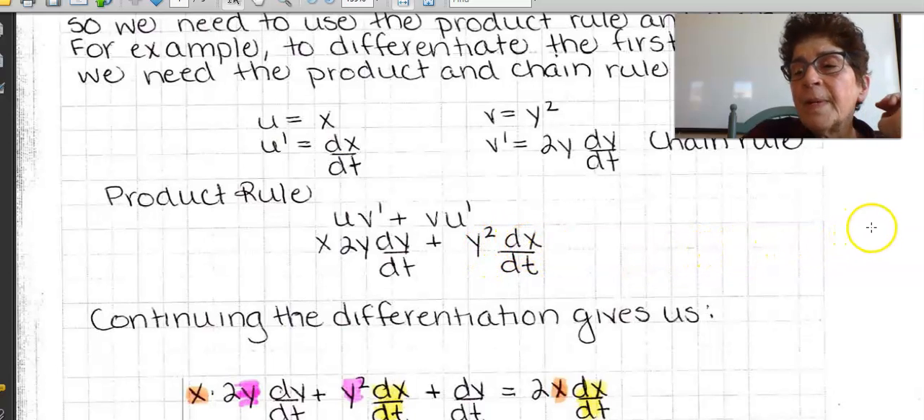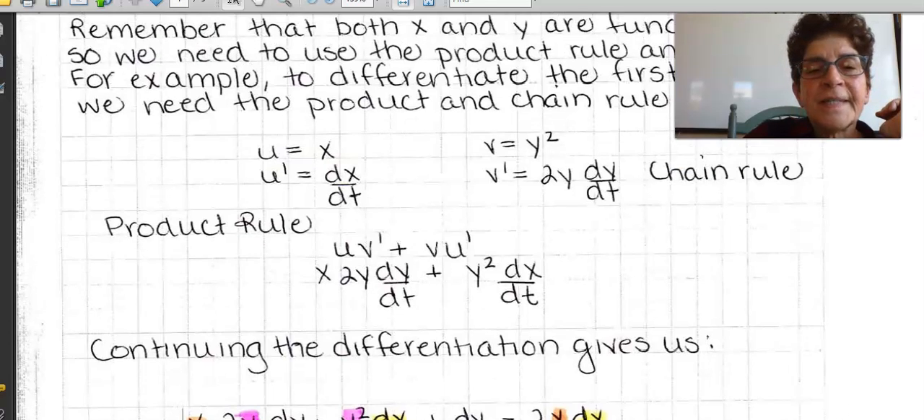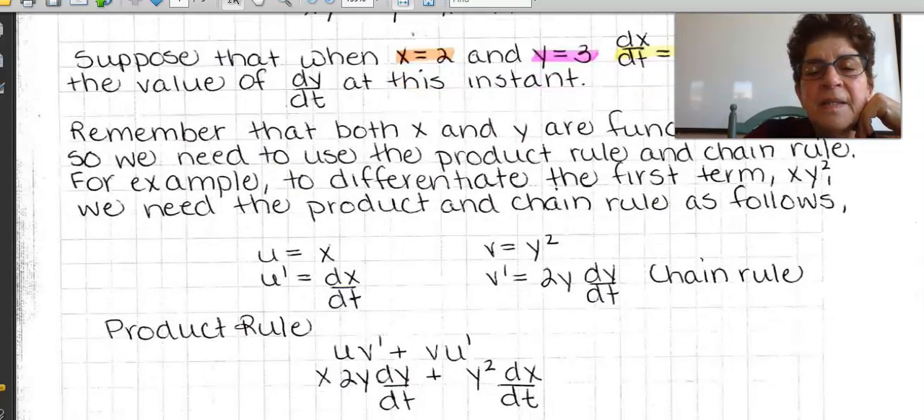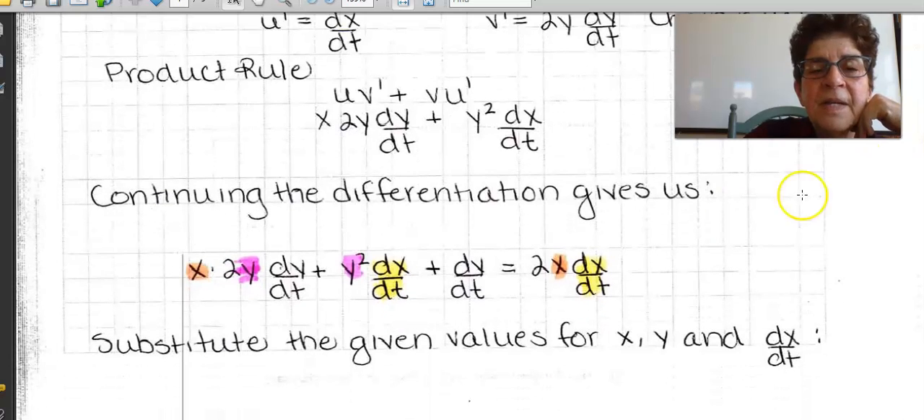Remember, there was more to this function than just that first product term. I have a y on the left-hand side and then an x squared plus 17 on the right-hand side. So I'm going to continue differentiating. Please notice this first part here is the stuff from the product rule. This is the derivative of y with respect to t. And on the other side of the equation, this is the derivative of x squared with respect to t. 2x is the outer derivative and dx/dt is the inner derivative.